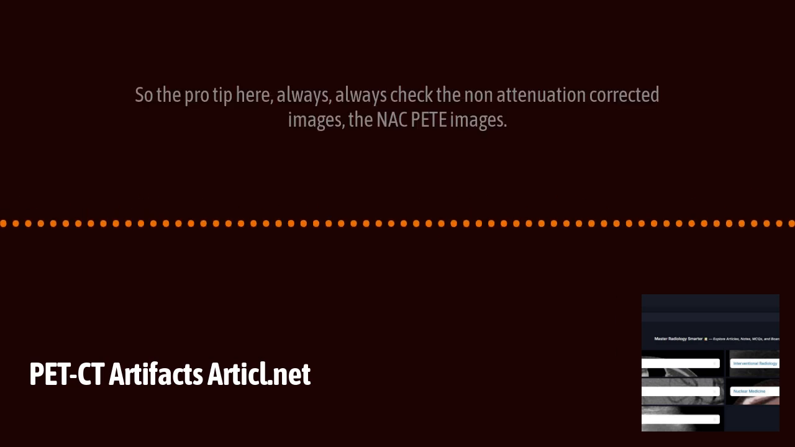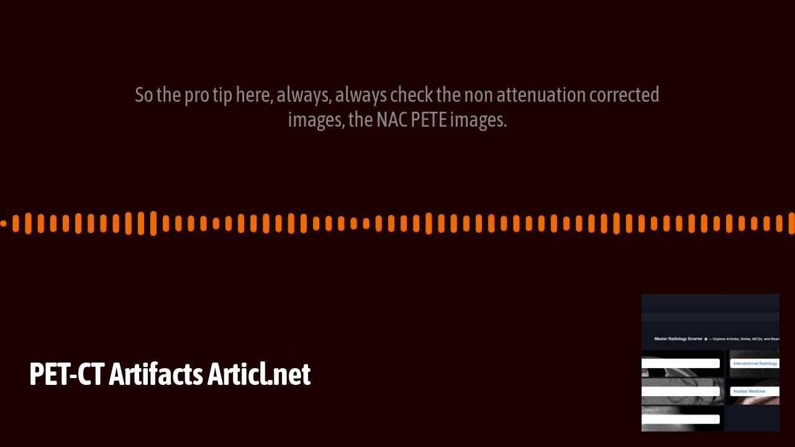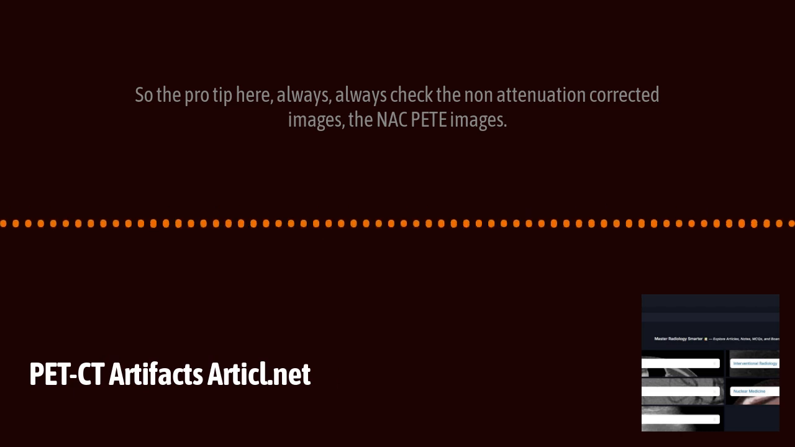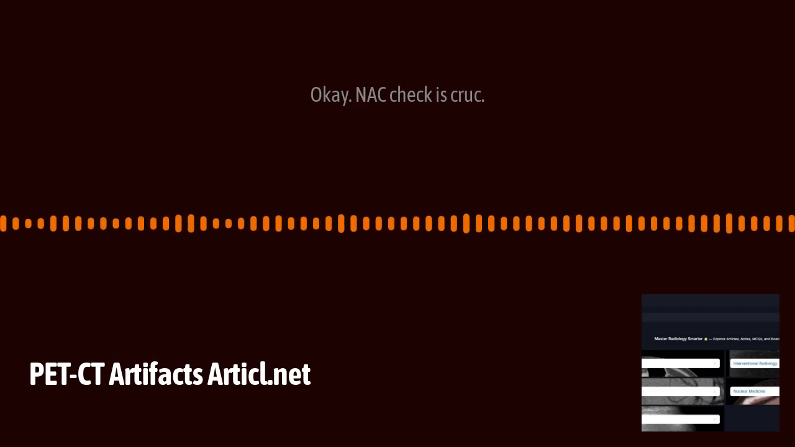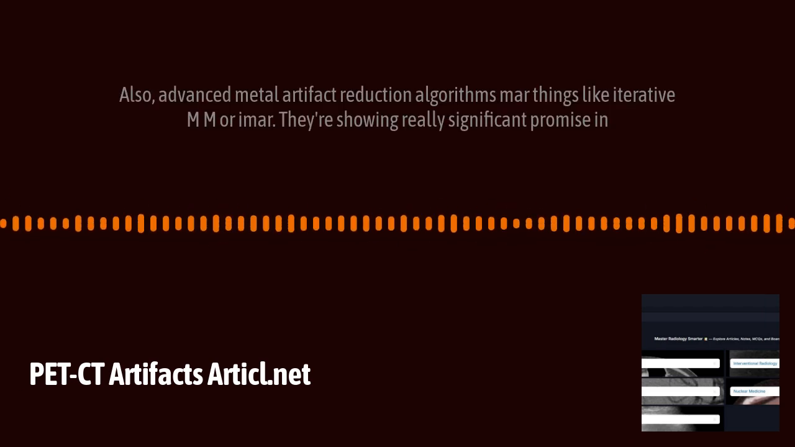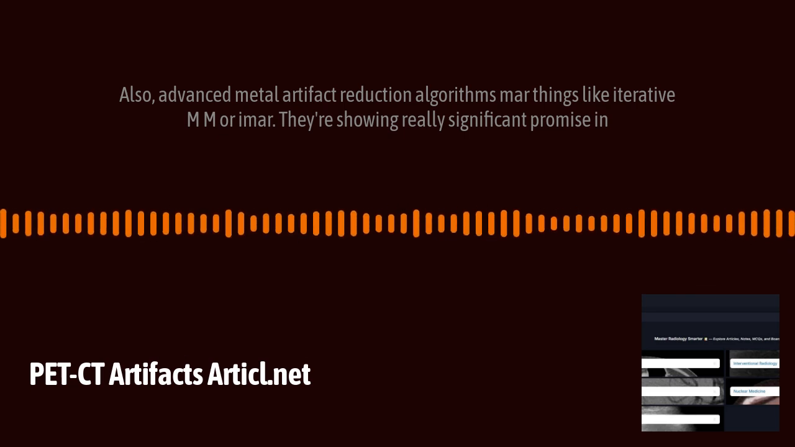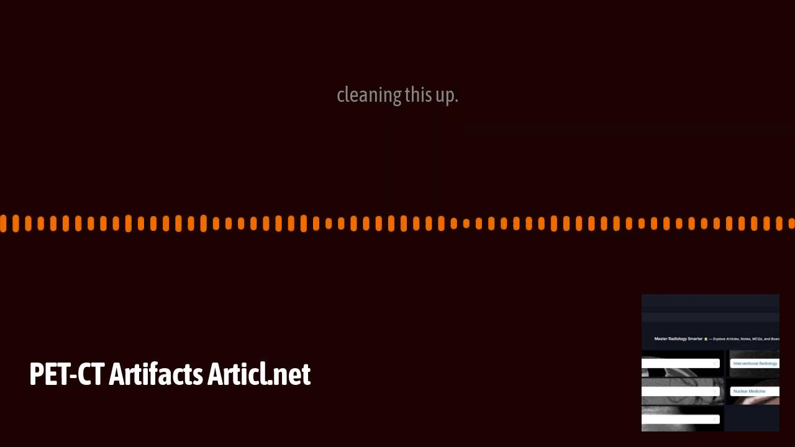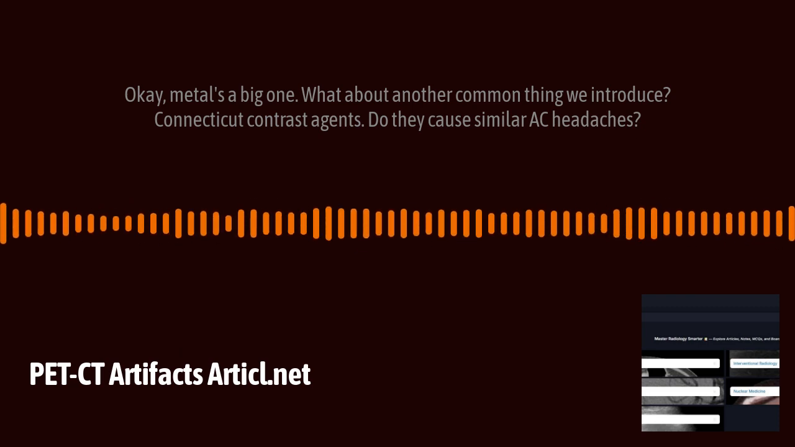So the pro tip here, always check the non-attenuation corrected images, the NAC PET images. Okay, NAC check is crucial. And also, advanced metal artifact reduction algorithms, MAR, things like iterative MAR or iMAR, they're showing really significant promise in cleaning this up. Okay, metal's a big one. What about another common thing we introduce, CT contrast agents? Do they cause similar AC headaches?